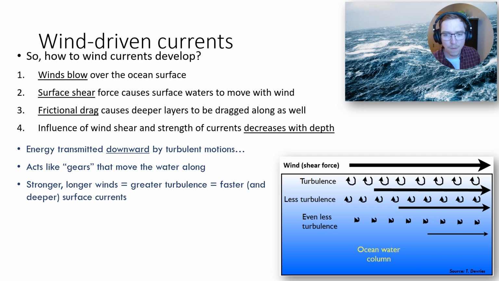So if we look at the top here, these are much larger than these ones and these ones. And you can imagine smaller ones down here until that energy is dissipated for the most part. Stronger and longer winds exert more energy on the surface, which leads to greater turbulence and faster and deeper currents, surface currents at least.